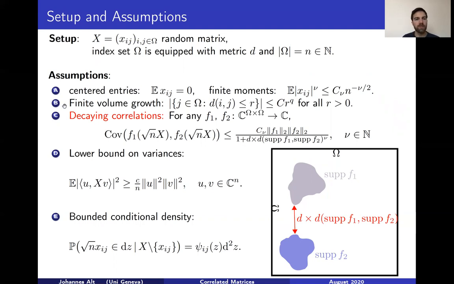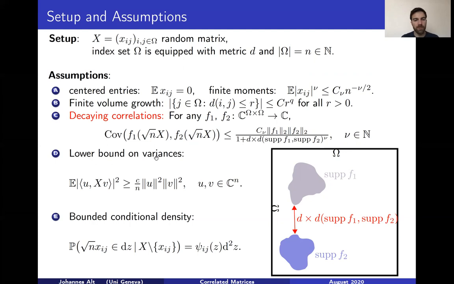For the metric D, we assume the following finite volume growth condition. The size of any ball in the metric D is supposed to grow at most polynomially with the radius r. Then the crucial assumption on our random matrix is the following decay condition on the correlations. For any two test functions f1 and f2, we assume that the covariance of f1 evaluated at the random matrix X and f2 evaluated at X decays faster than any polynomial and any inverse polynomial power of the distance between the support of f1 and the support of f2 in the product space omega times omega.